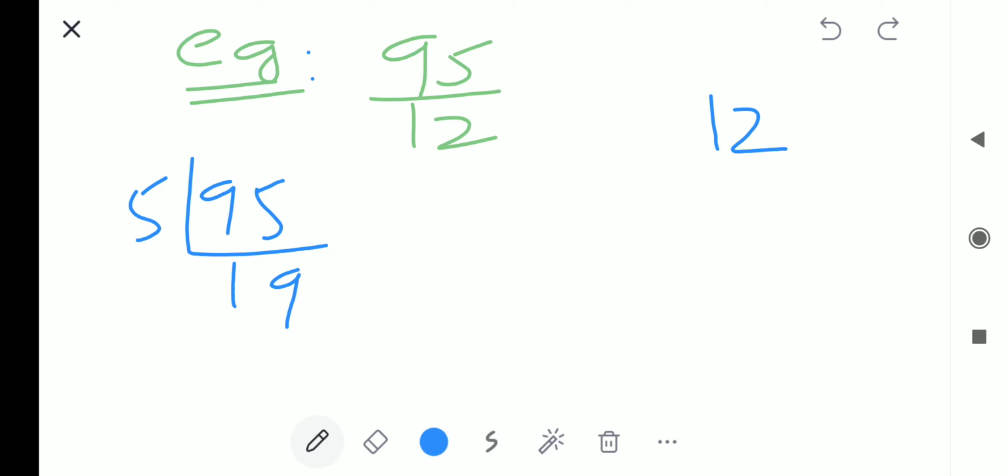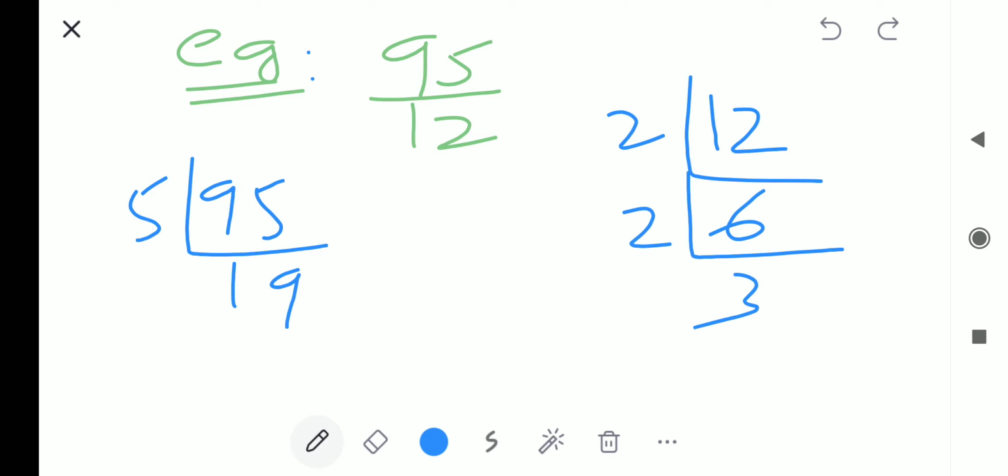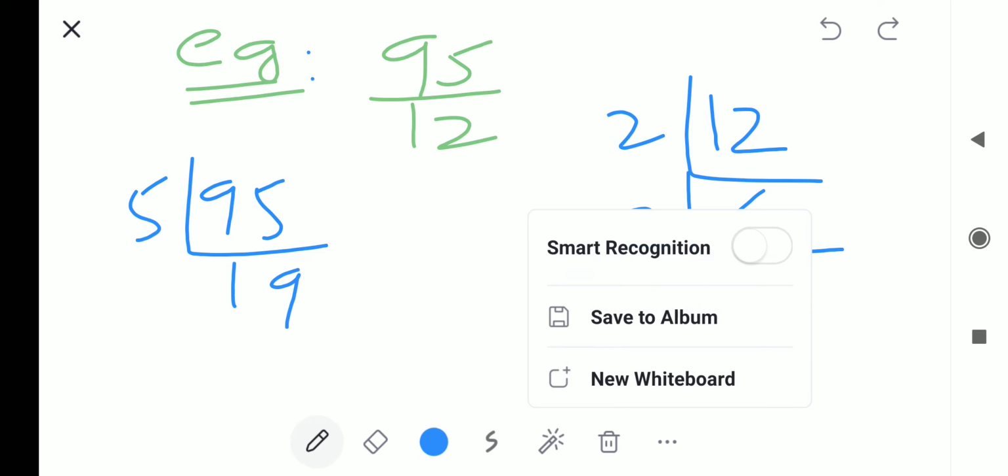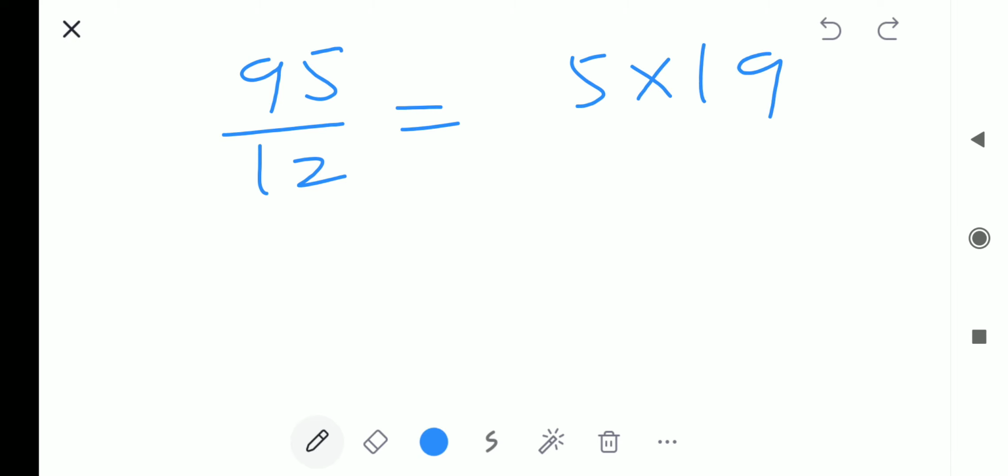Next, let me go to the prime factorization of 12, which is carried out by 2 6s are 12 and 2 3s are 6. So the prime factorization of 12 is 2 into 2 into 3, or 2 to the power of 2 into 3 to the power of 1. So I'm going to the next page. The given problem is 95 by 12. The prime factorization of 95 is 5 into 19, divided by the prime factorization of 12, which is 2 to the power of 2 into 3 to the power of 1.